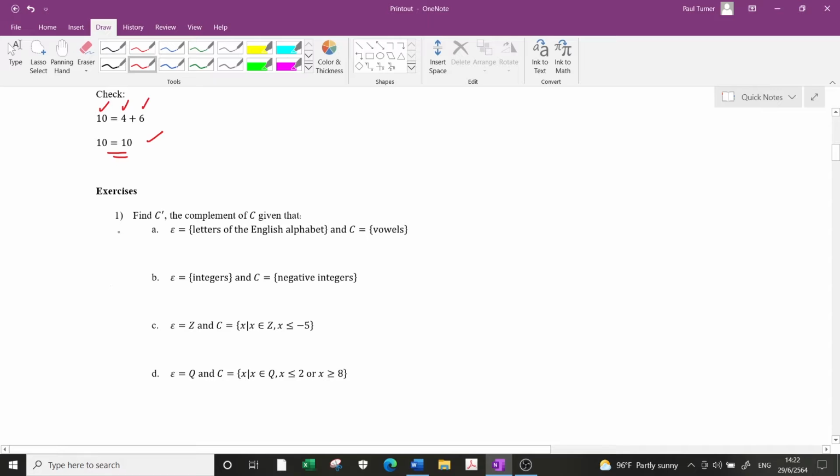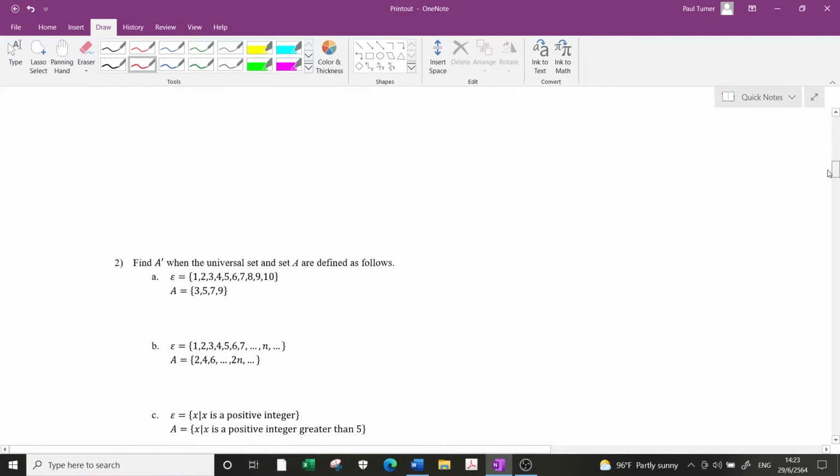So these are some exercises to try. I want you to write down the complementary set of C. C are the vowels. What are not the vowels? So if you know the vowels are A, E, I, O, U, you need to write down the letters which are not the vowels. So B, C, etc. You need to write them all down in roster form there. Okay, you can have a go at those questions. They're all about complement of a set.